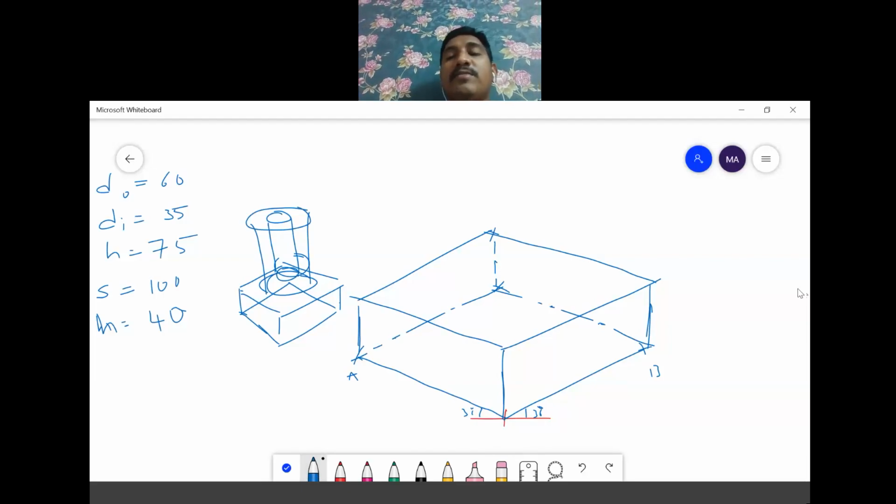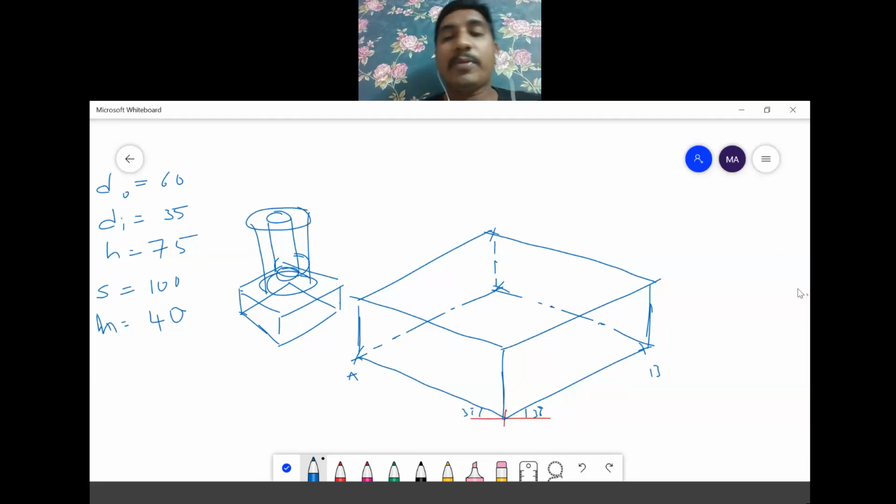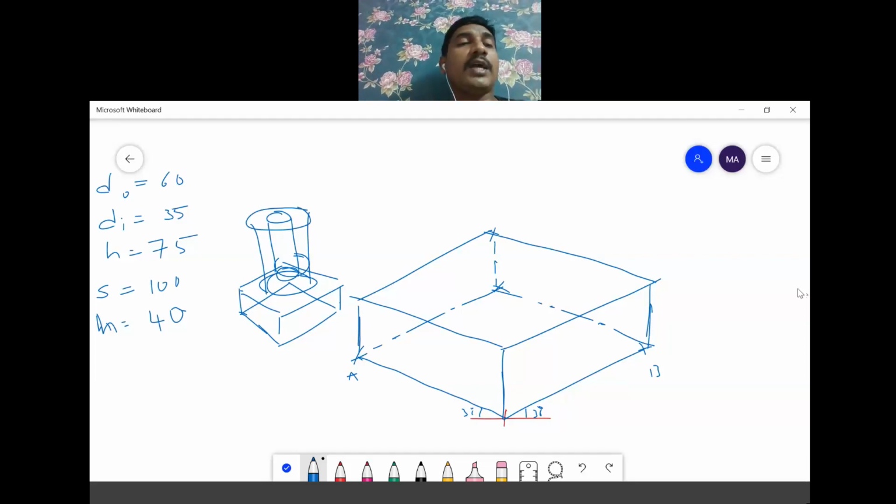Okay, in this way you have to draw the square prism. And again you have a hollow cylinder resting on this square prism. So what is the side he has given? Outside diameter is how much? 60 mm. He has given outside as 60.